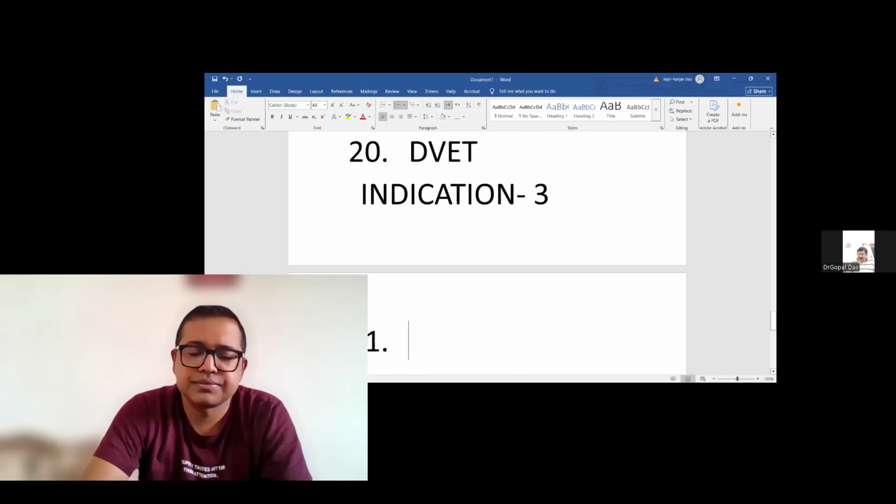So there are 2 methods, SVET and DVET. SVET, single volume exchange transfusion. DVET, double volume exchange transfusion. Single volume is 80 milliliter per kg, and double volume is 160 milliliter per kg. So that is exchange transfusion.